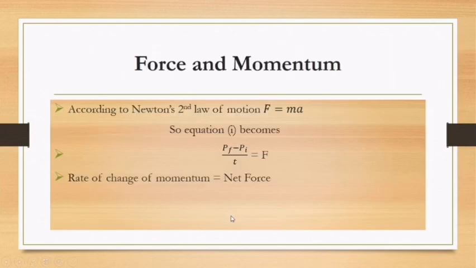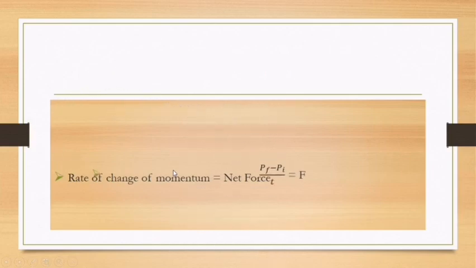According to Newton's second law of motion, F is equal to ma, so (pf minus pi) divided by t is equal to F. So rate of change of momentum is equal to the net force. So we can define this as: when a force acts on a body, it produces an acceleration in the body, and this produced acceleration is equal to the rate of change of momentum. Here we proved this expression.